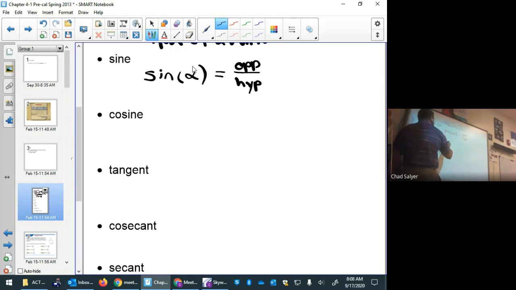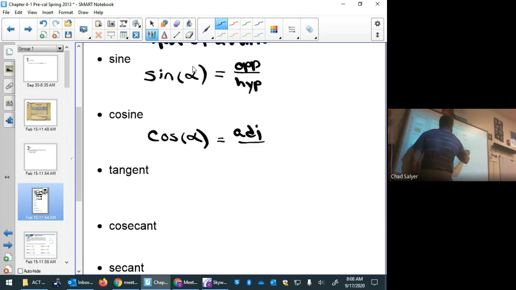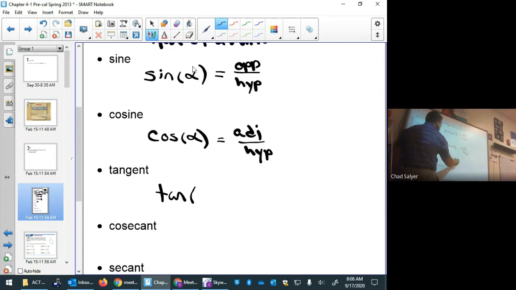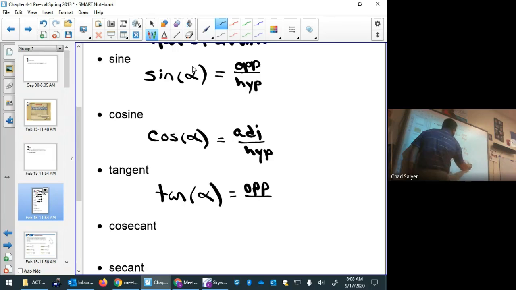And then the cosine is abbreviated cos, and again, it always has an angle as an argument. And it's going to be the adjacent side divided by the hypotenuse. And then the tangent, the last of the three primary trig functions, is the opposite divided by the adjacent.